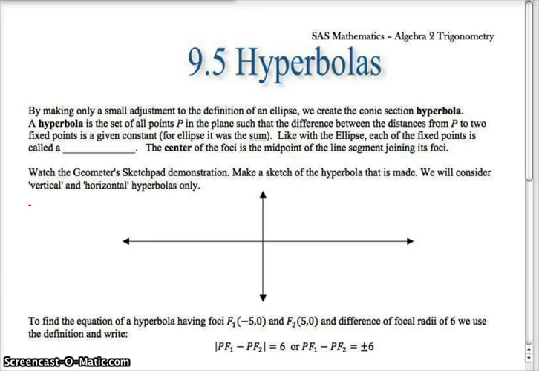So the final section we're going to study in Chapter 9 on conic sections is about hyperbolas. So far we have studied circles, parabolas, and ellipses, and now our final one is the hyperbola. It says, by making one small adjustment to the definition of an ellipse, we create the conic section hyperbola.